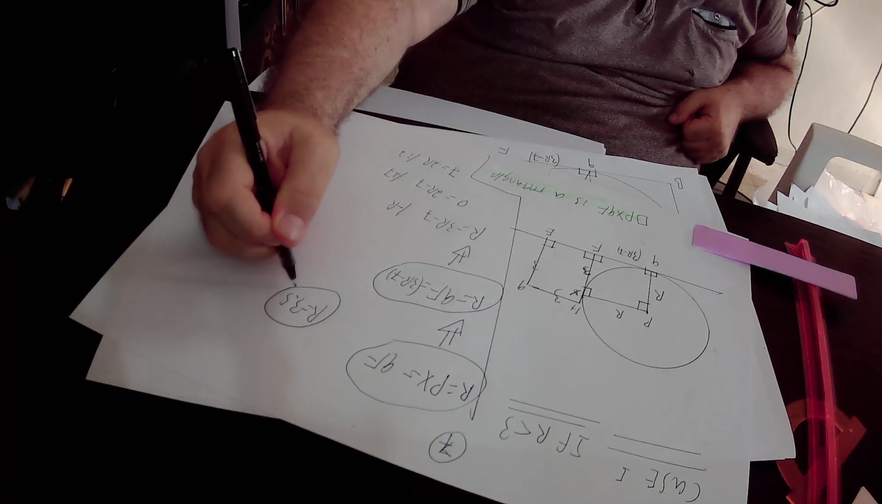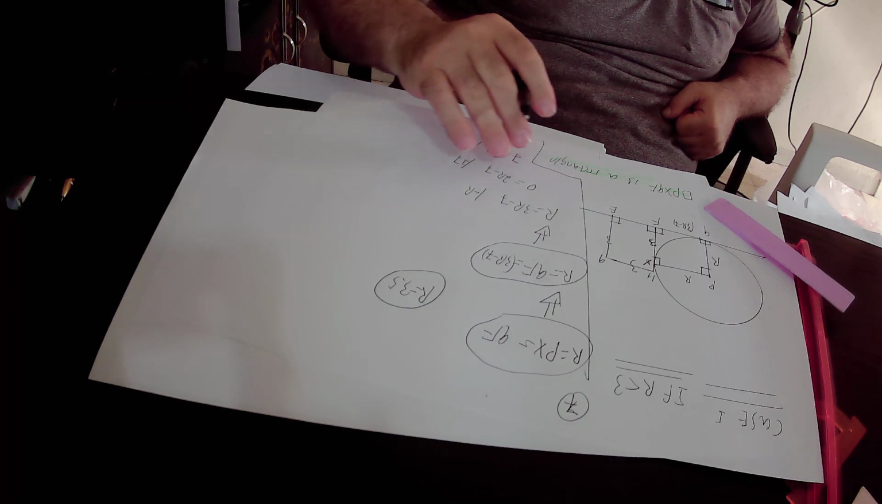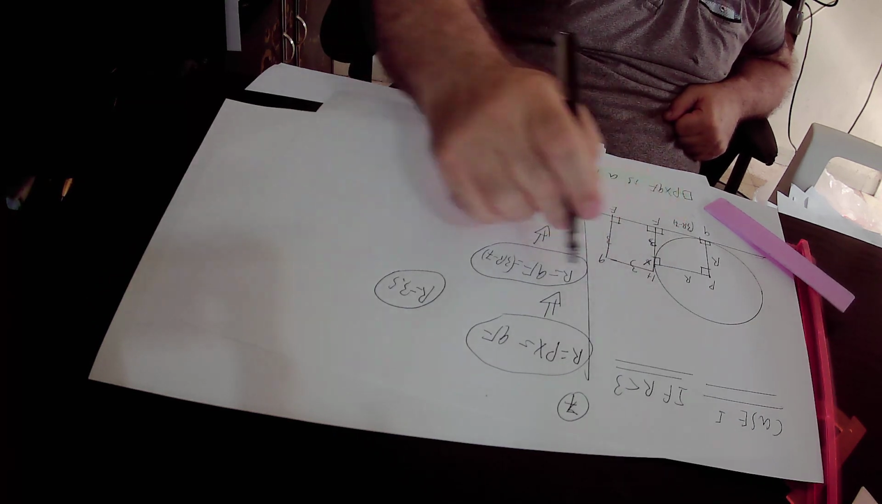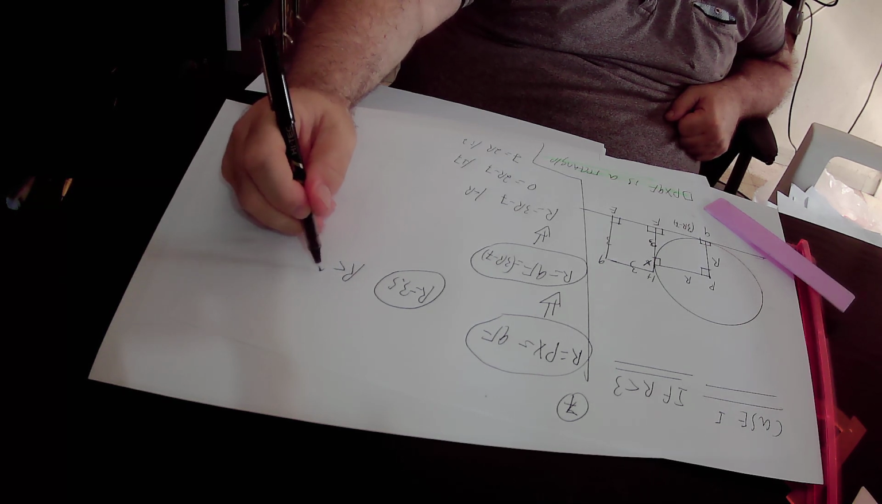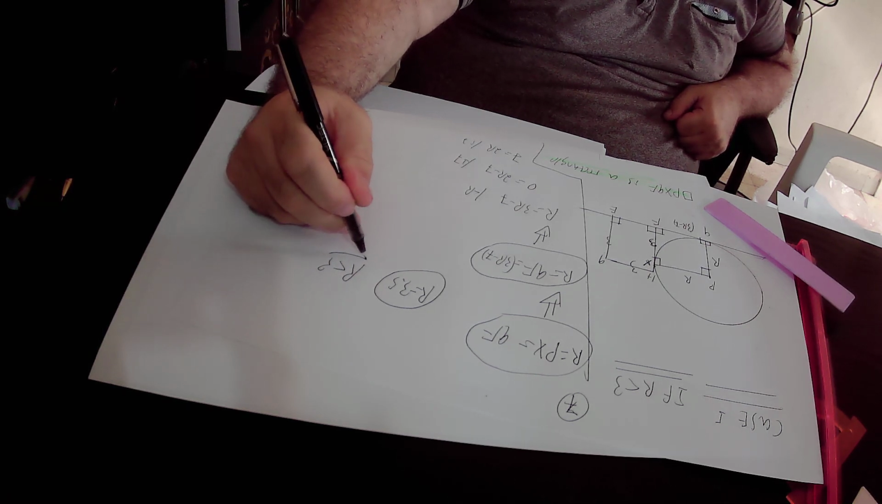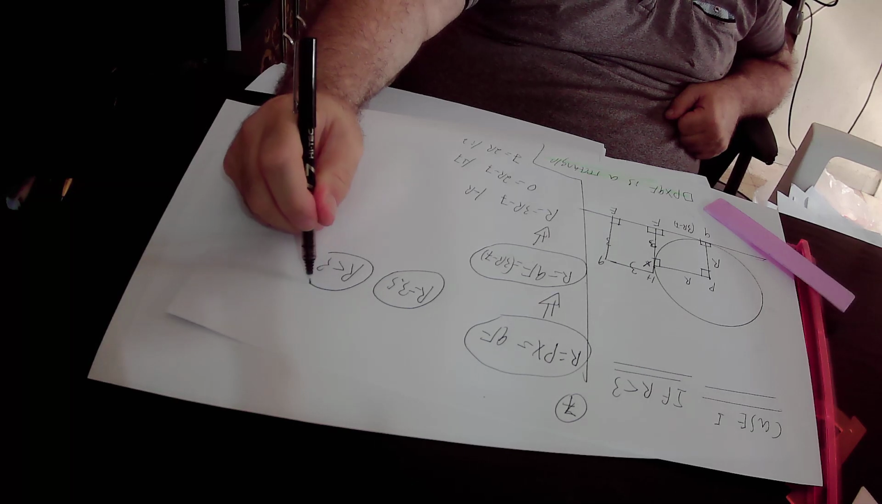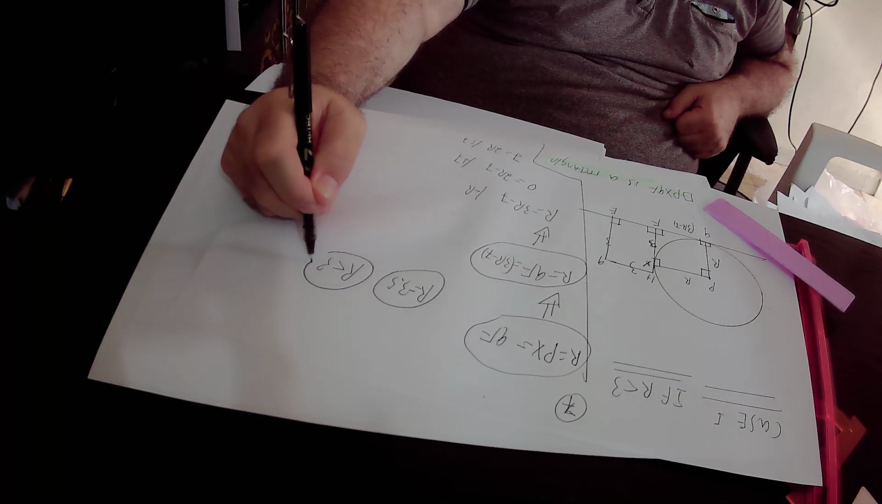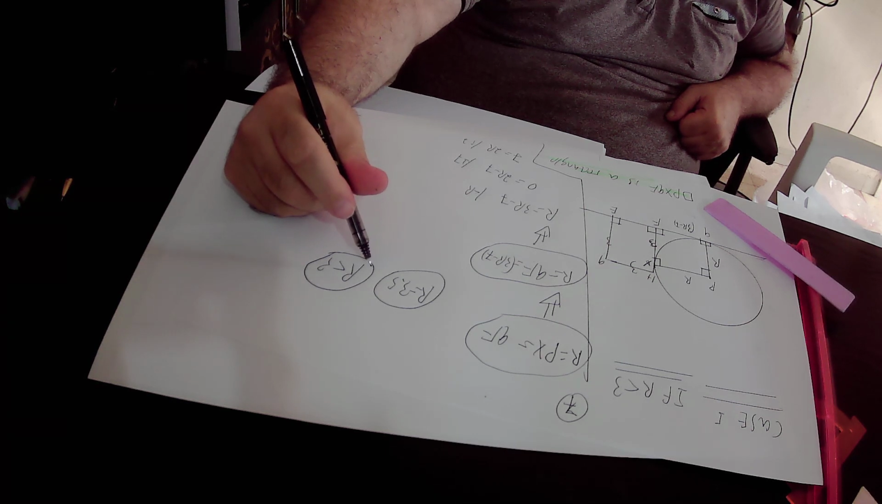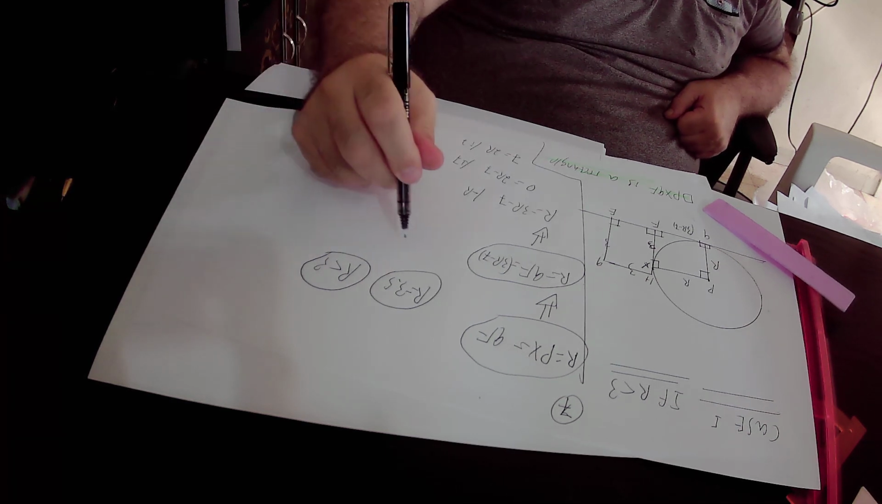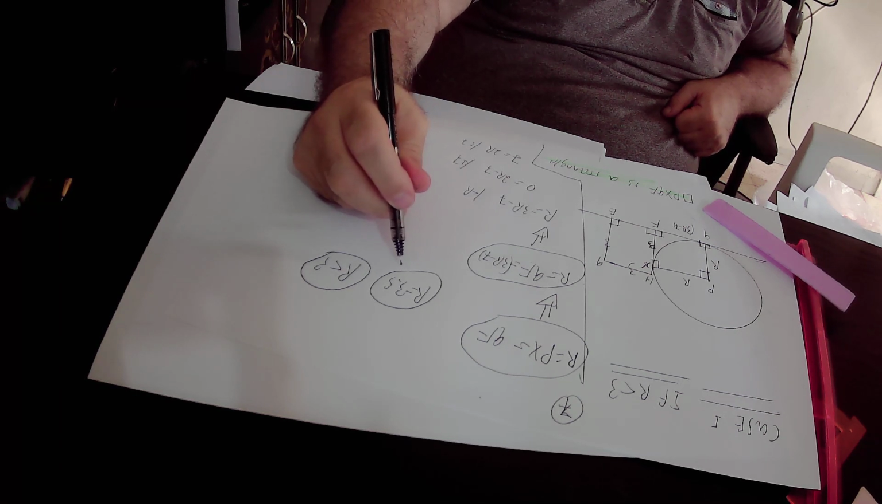But according to our assumption, R is less than 3 units. And it is a contradiction. R cannot be both less than 3 units and also equal to 3.5 units. Okay, here we have a contradiction.